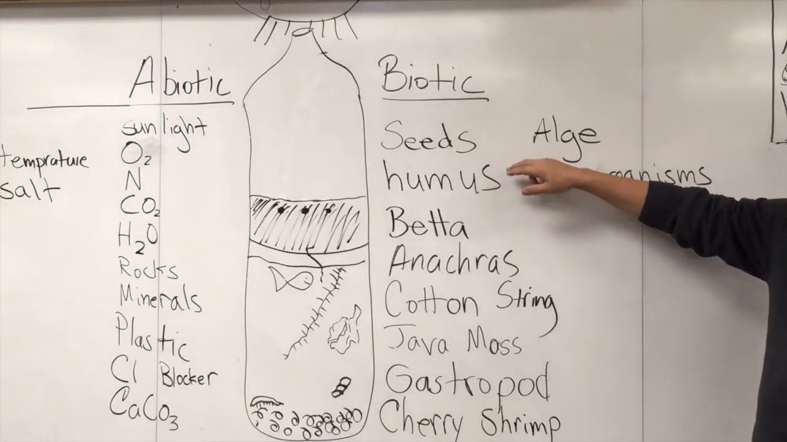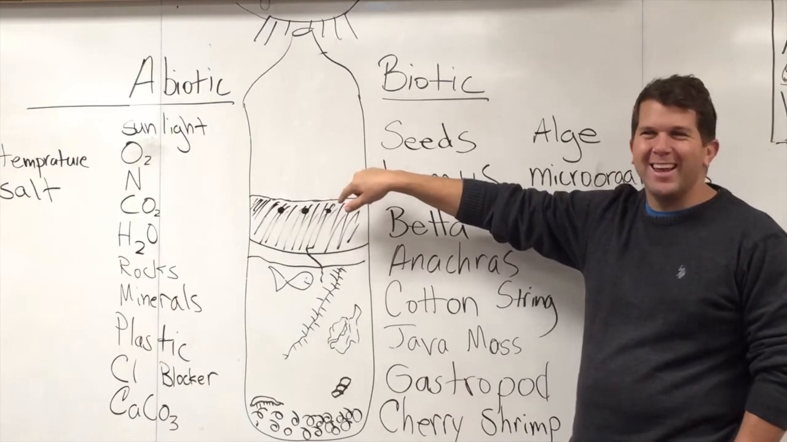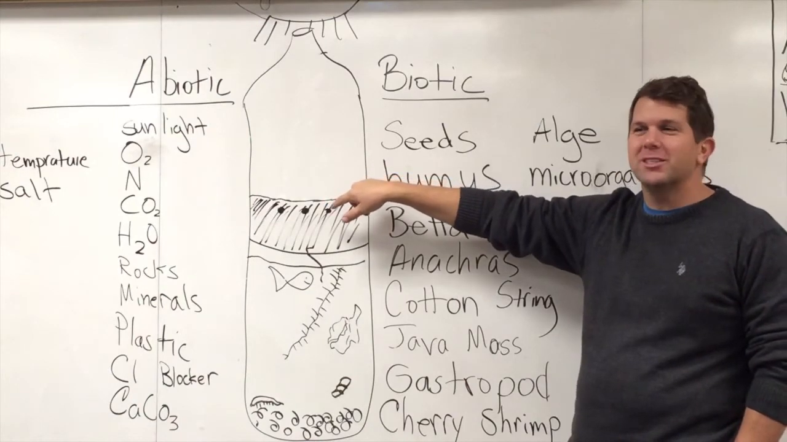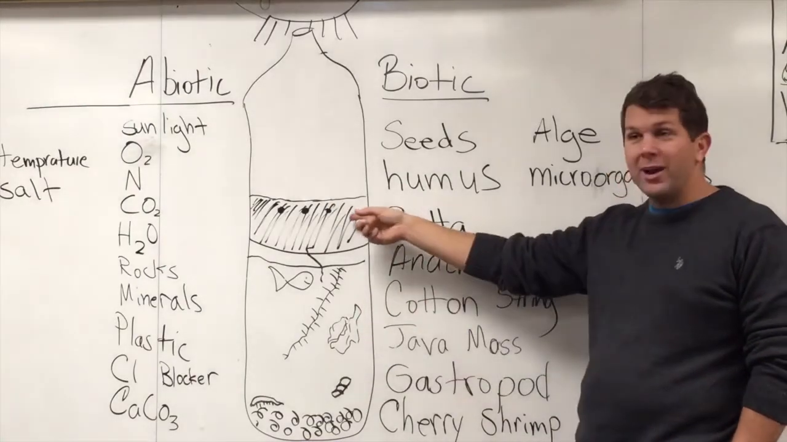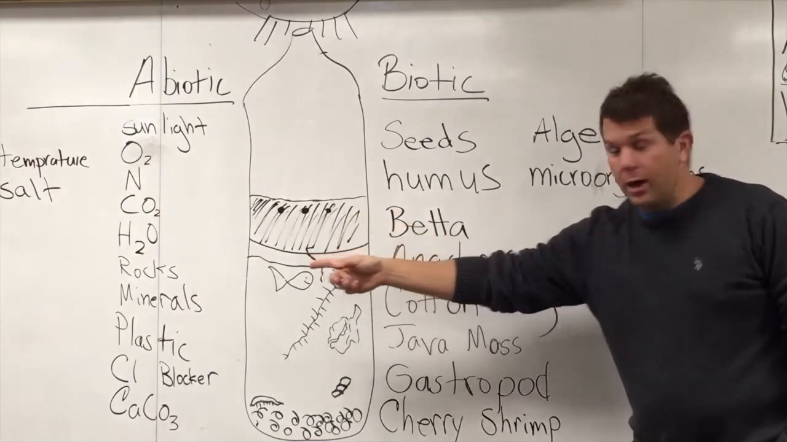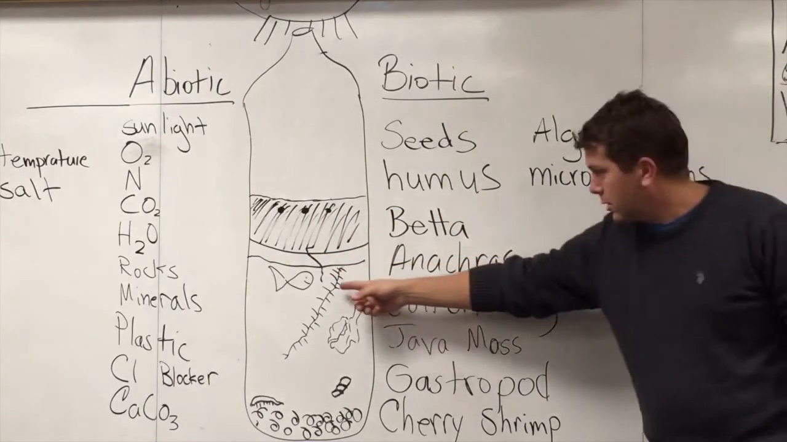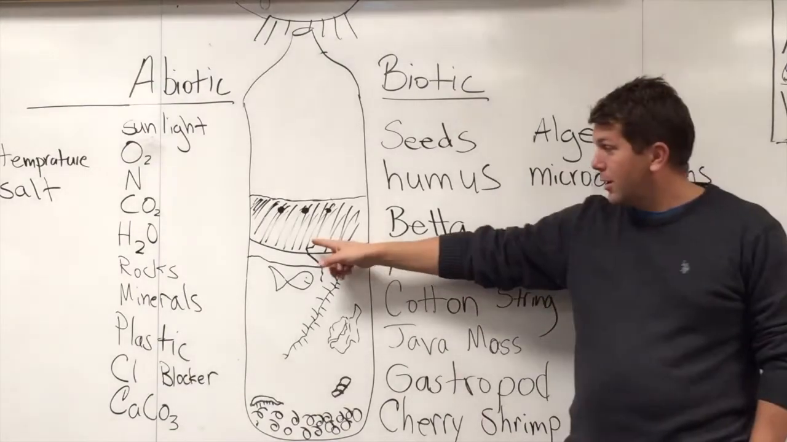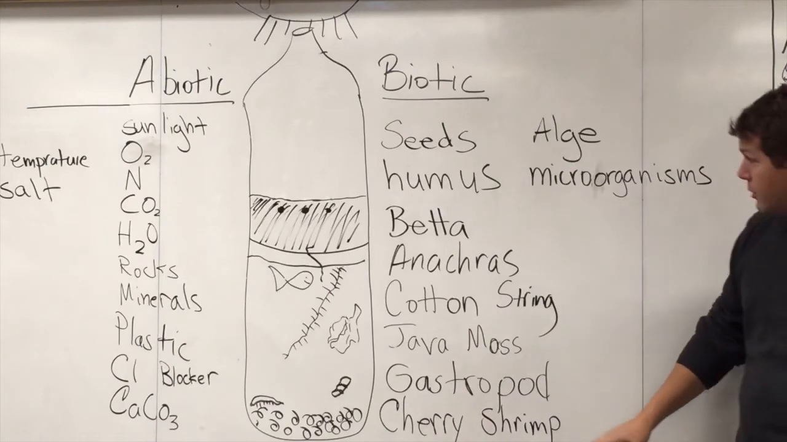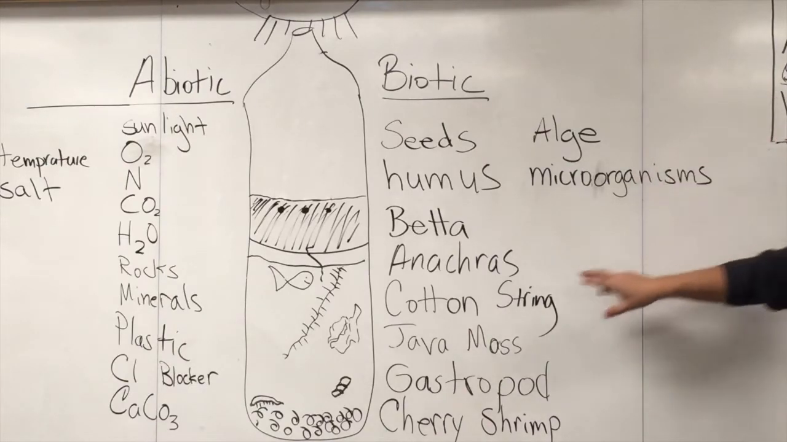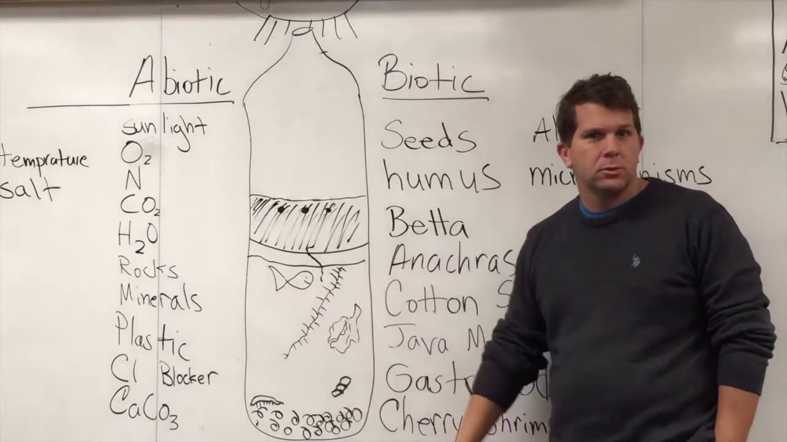And we also had a discussion about the humus that is in the soil here. Remember, the humus is all of the dead plants and animal material that are now in the soil. We also have the betta fish, the anacharis, and the cotton string connecting the two. We have the java moss, the gastropod, the cherry shrimp, the algae, and then all of the different types of microorganisms that live in this water.